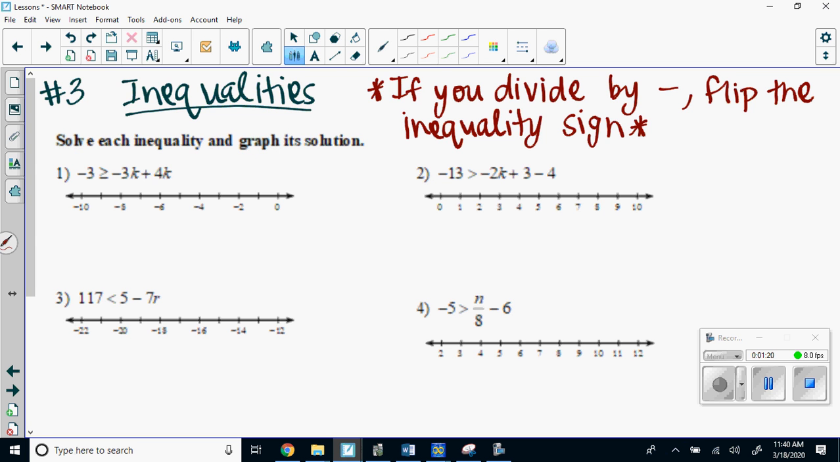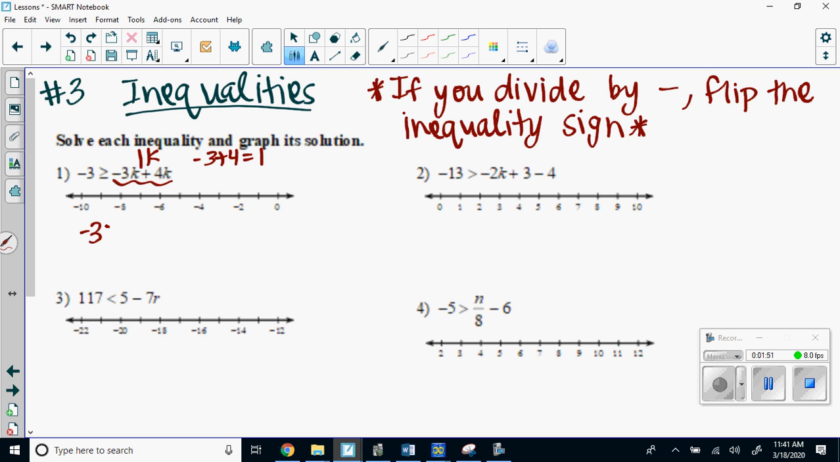problems down. Number 1, we have this inequality, and we need to solve it for k, and then graph the solution. So to solve for k is just like solving equations. Your first step is to distribute, except there's nothing to distribute. The second step is to combine like terms. So we need to combine these two together. Negative 3 plus 4 is 1. So what that means is this becomes a 1k. 1k is just the same thing as k.